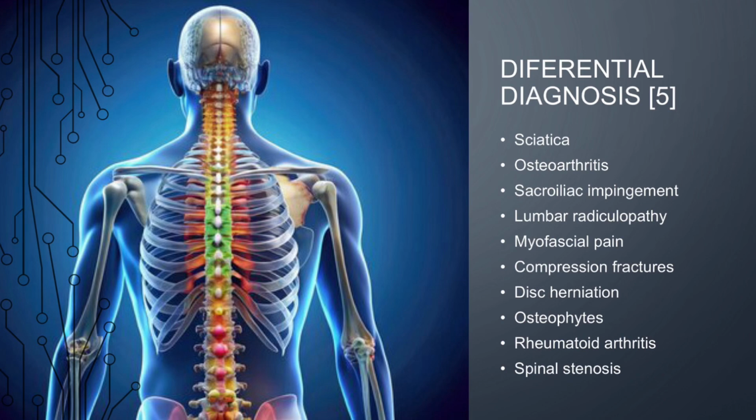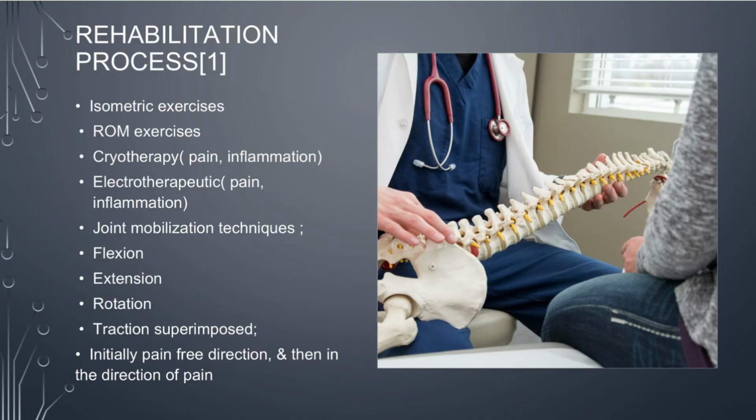For differential diagnosis, we have sciatica, osteoarthritis, sacroiliac impingement, lumbar radiculopathy, myofascial pain, compression fracture, disc herniation, osteophytes, rheumatoid arthritis, and spinal stenosis as well. I highlight according to Dutton. Also, I have the digital version. It's pages 1242 to 1243 in your Dutton book. As far as the rehabilitation process, it states that cryotherapy and electrotherapy do help with pain and inflammation.